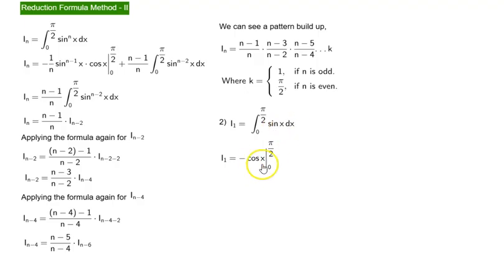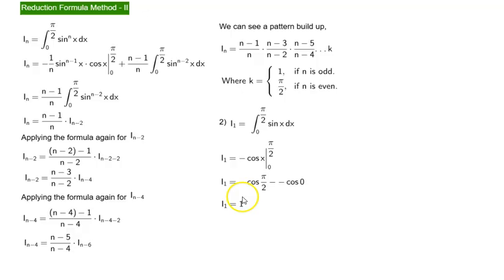So the integral of sine x is minus cos x from 0 to pi by 2: minus cos pi by 2 minus cos 0, which means I sub 1 is equal to 1. Now, if we have to apply this pattern, then what happens?